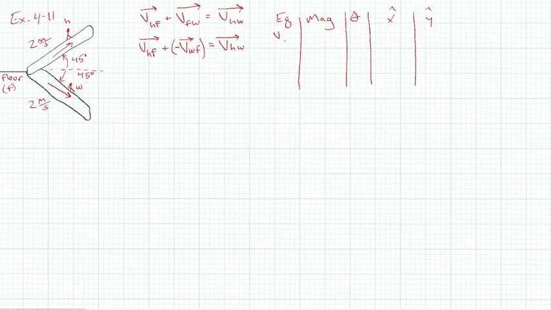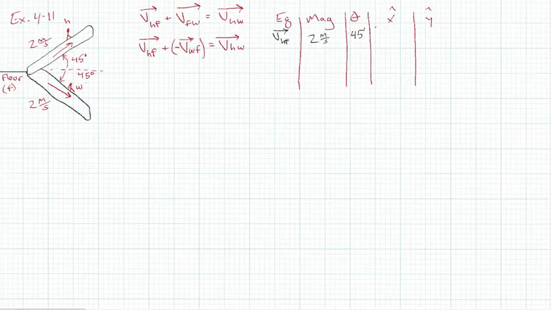Well, that's not black. Come on now. There we go. Velocity of the husband to the floor. The magnitude is what? Well, we said it was 2 meters per second. The angle with respect to the horizontal is 45 degrees. So that means what's our x component?